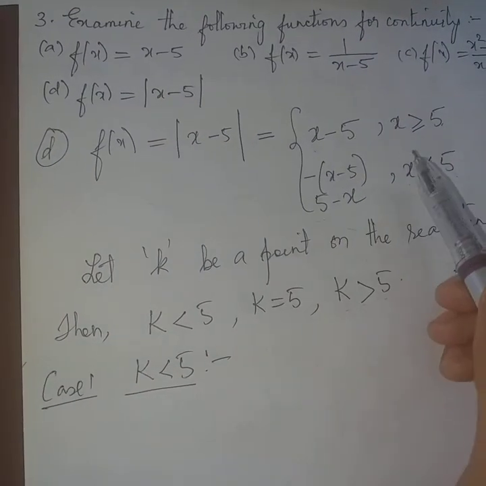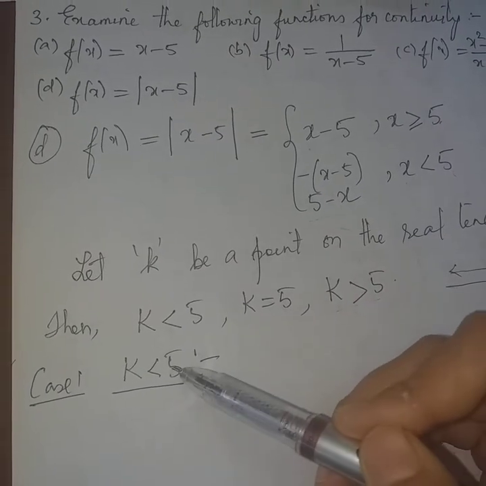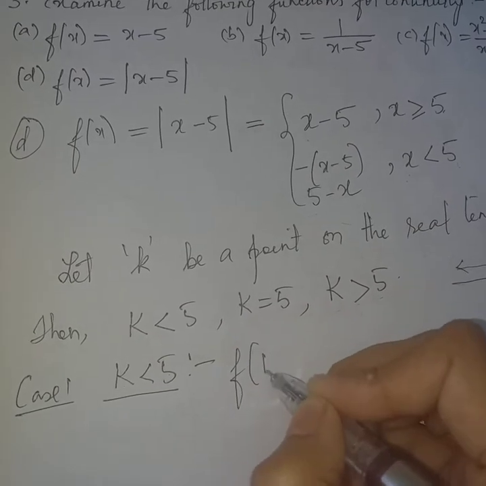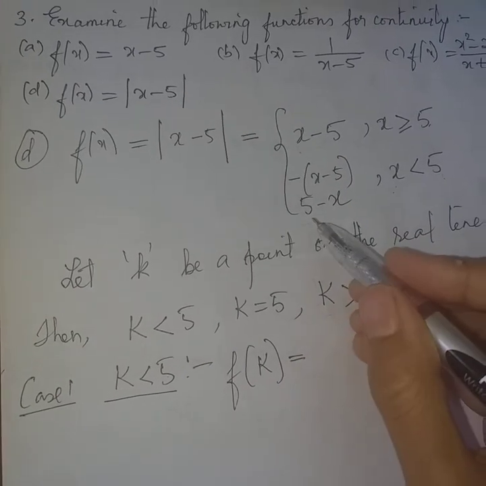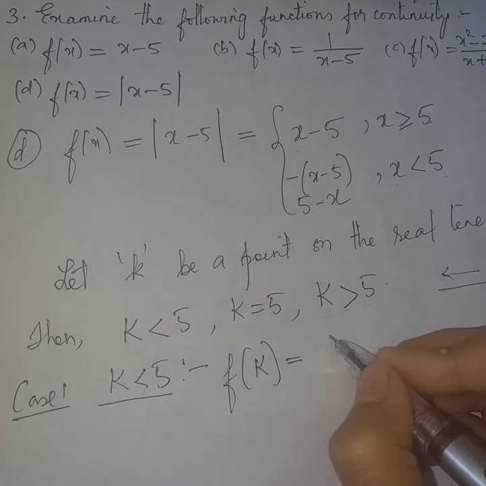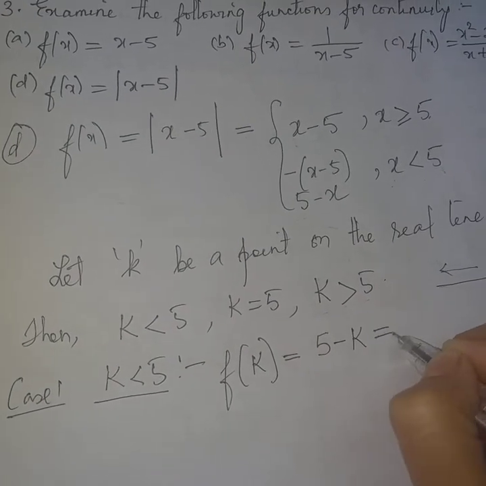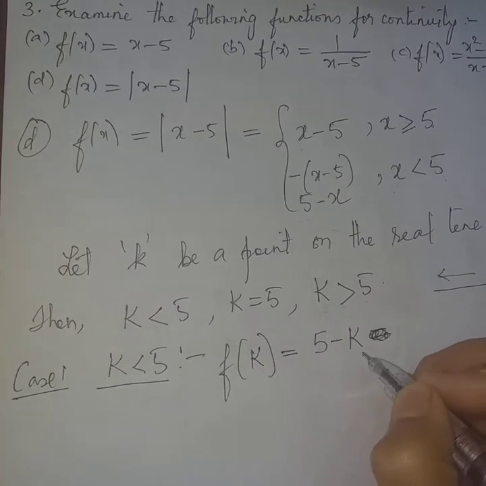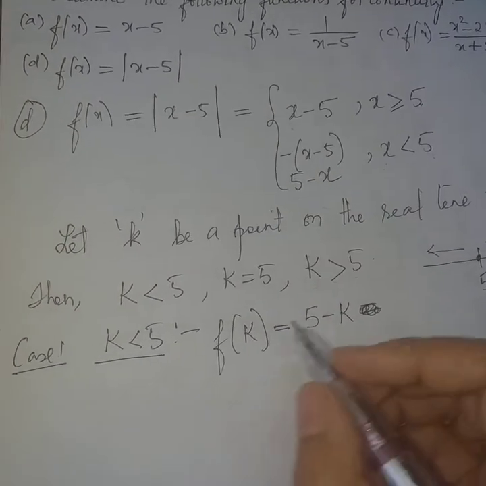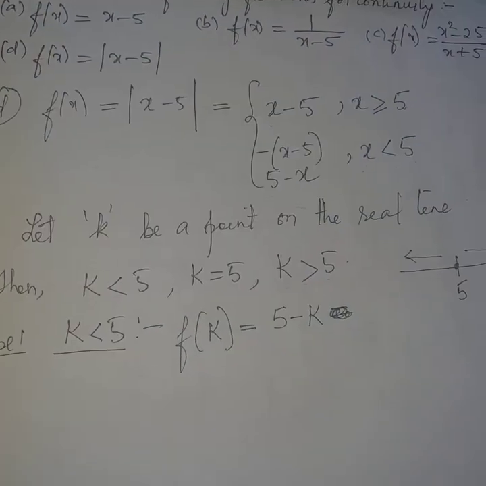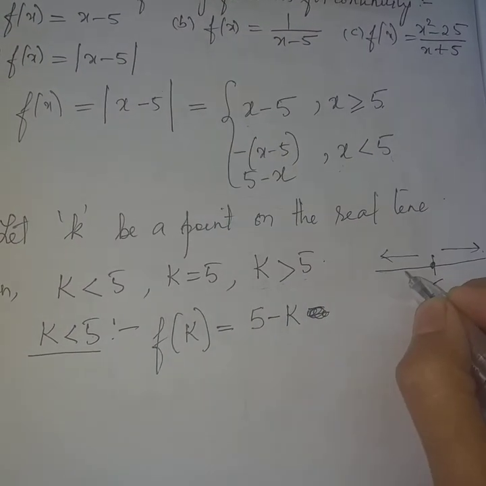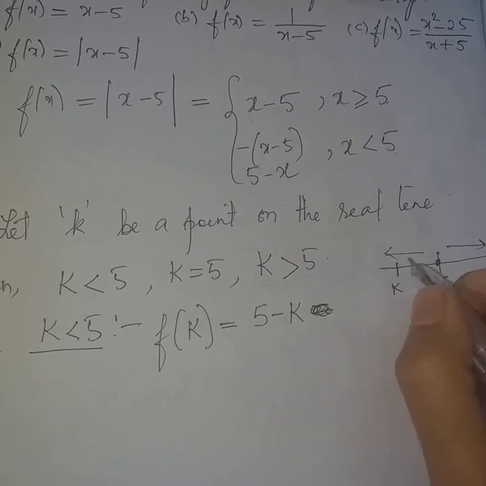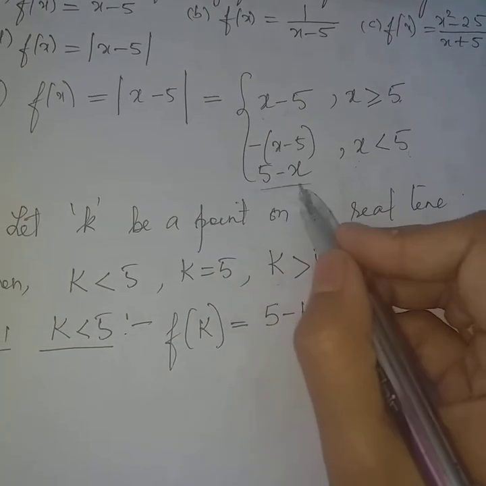What will be the value of the function when k is less than 5? For x less than 5, the function is 5 minus x, so f of k will be 5 minus k. This will be the value. k is any real number on the real line, so here for every k less than 5, this will be the function.